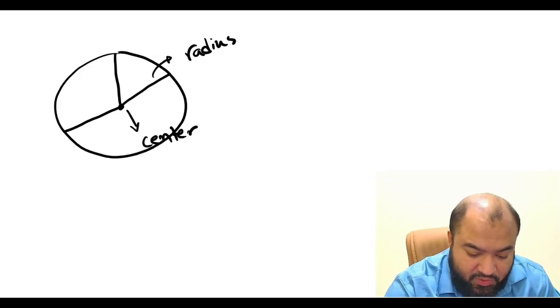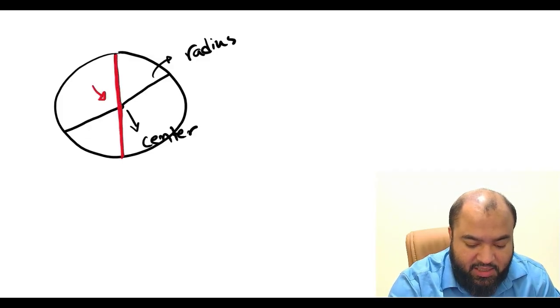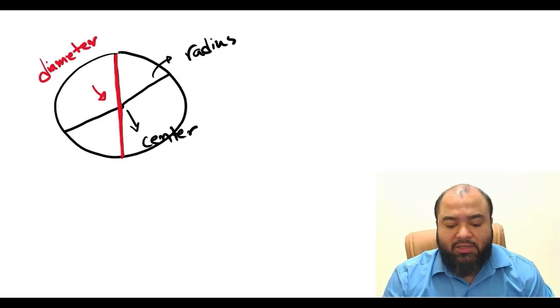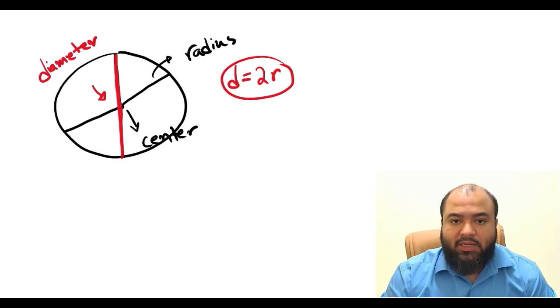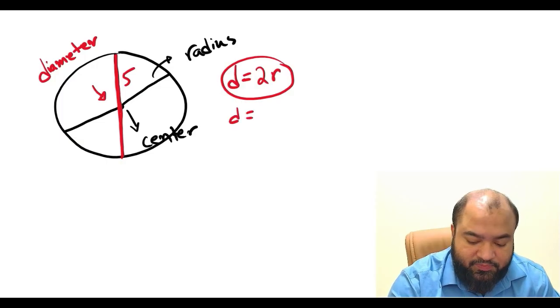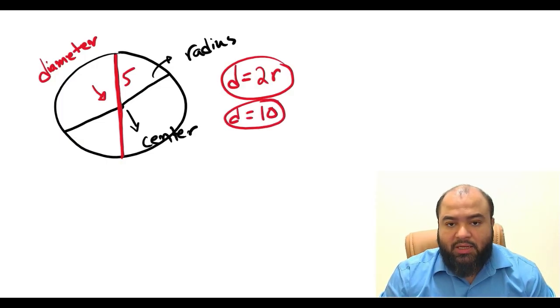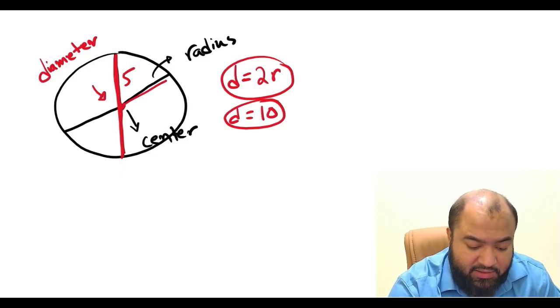Now, if we extend the radius onto the other side, two radiuses together make a diameter. So the diameter is equal to 2 times the radius. Remember that. If I say the radius is 5, the diameter will be how much? 10.